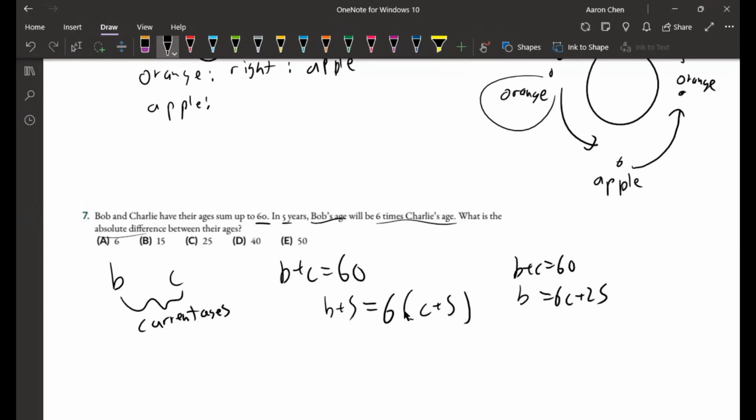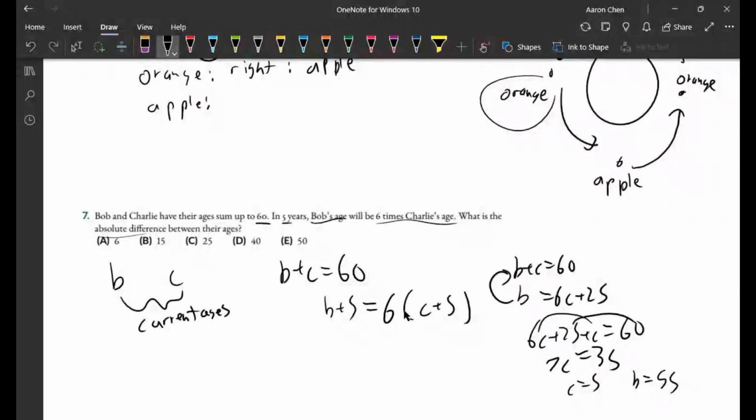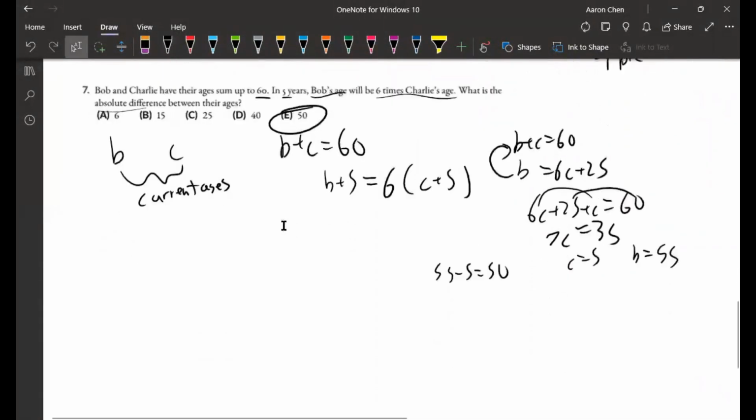I'll show this through substitution: 6C plus 25 plus C equals 60, by substituting this equation into there. Then 7C is equal to 35, because I combined these two and subtracted 25 from both sides. So C equals 5, which means B is equal to 55. The absolute difference in their ages is 55 minus 5, which is 50. So the answer is E.